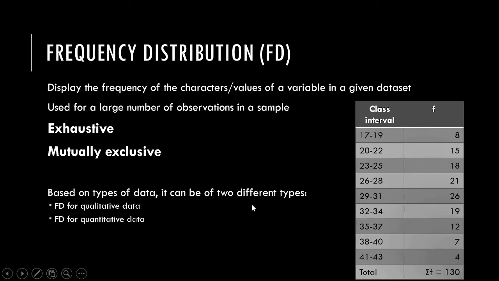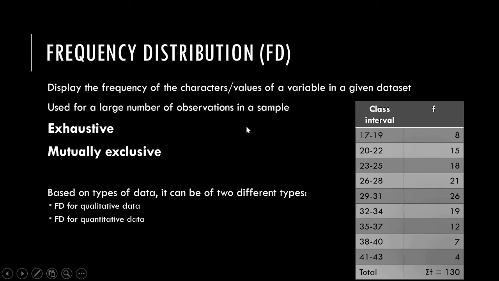Frequency distribution is also a tabulation which displays the frequency of the characters or value of a variable in a given dataset. So the digits which are written in the cells are the frequencies. This type of tabulation is used when there is a large number of observations in the sample.